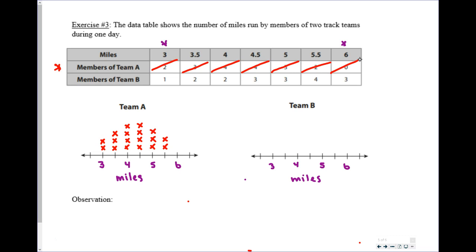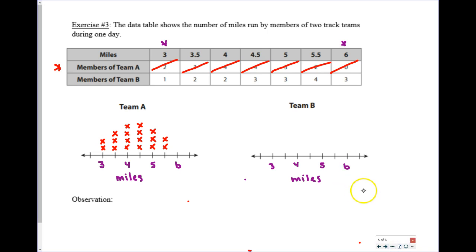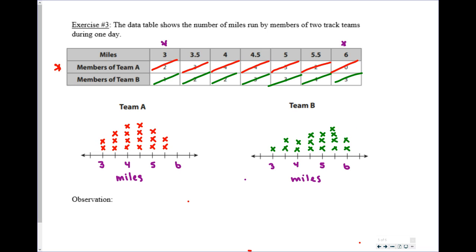Okay. So now the next Team B we're going to plot. So 1 member in Team B ran 3, so 1 X on 3. 2 members ran 3.5. 2 members ran 4. 3 members ran 3.5. 3 members ran 5. 1, 2, 3. 4 members ran 5.5. And 3 members ran 6. So there are my 2 dot plots for both these track teams.